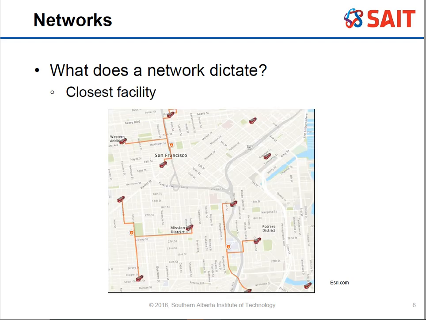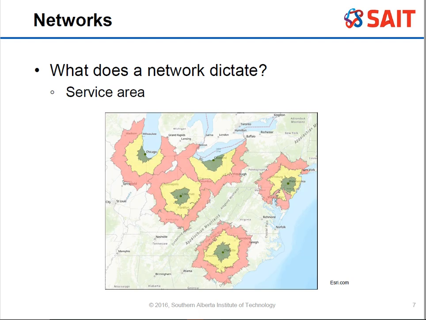There's also the closest facility. Again, it does a calculation. It says, I'm located here, which one of these facilities is closest? We might have some fun with that when we're dealing with, like, where is my closest Tim Hortons, right? It'll calculate where it is and figure out what the closest location is for you.